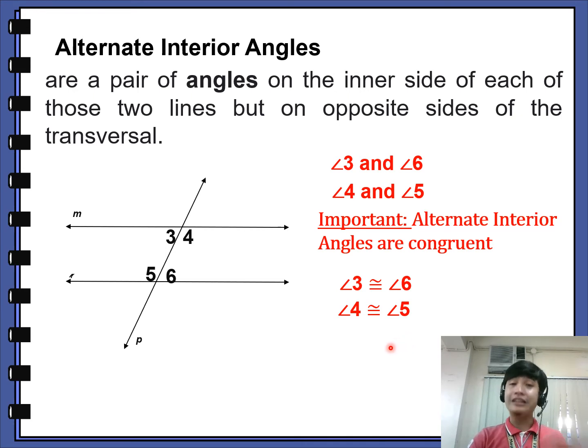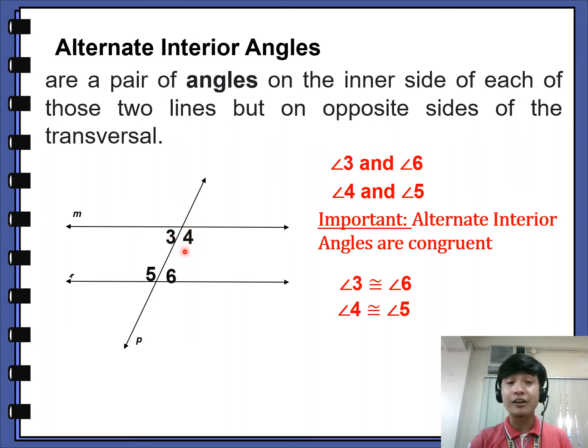Okay? So, ulitin natin. Pag sinabi nating alternate interior angles, una, these are non-adjacent interior angles. Non-adjacent, hindi sila nag-share ng common side. Second, lying on the opposite side of the transversal. Kung nasa left yung isa, nasa right yung isa. So, si angle 3, ang dapat nakapartner niya si angle 6. Kasi, si angle 3 nasa left, si angle 6 nasa right. And at the same time, hindi sila adjacent.